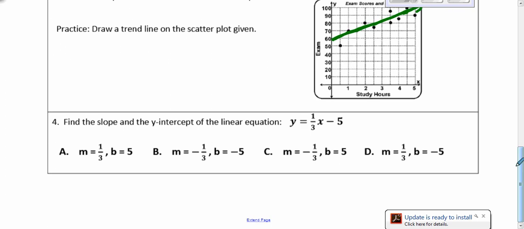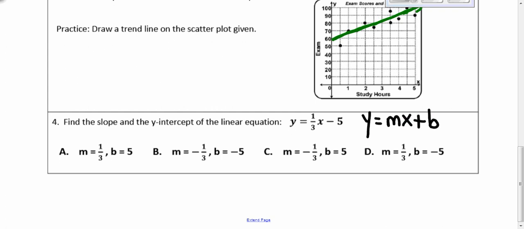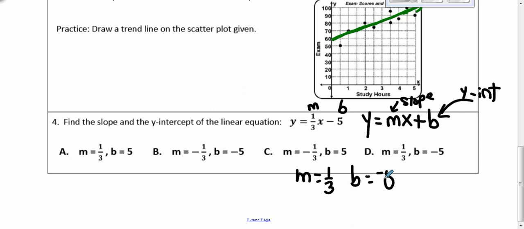Number 4, find the slope and y-intercept of the linear equation, y equals 1/3 x minus 5. The equation of a line in slope-intercept form is y equals mx plus b. M, as we know, stands for the slope. B stands for the y-intercept. So in this one, the 1/3 is the m, and the -5 is the b. So m is supposed to be 1/3 because it's before the x, and b is -5. D is your answer.